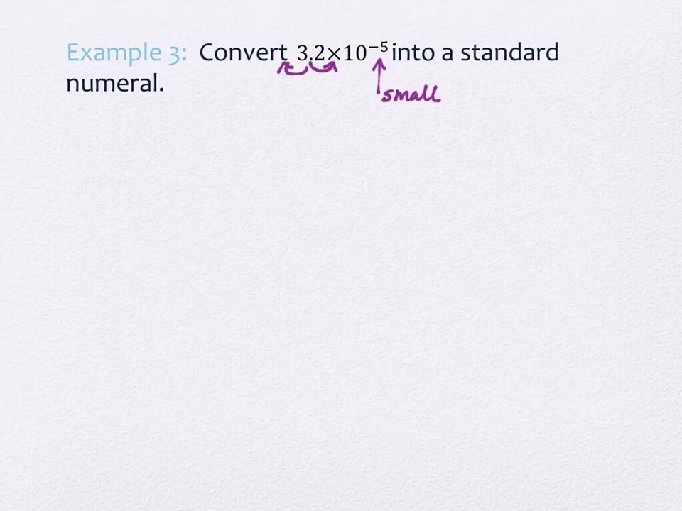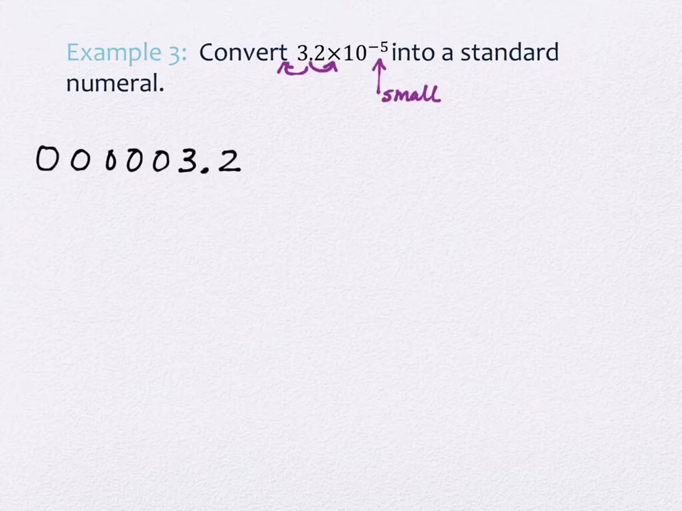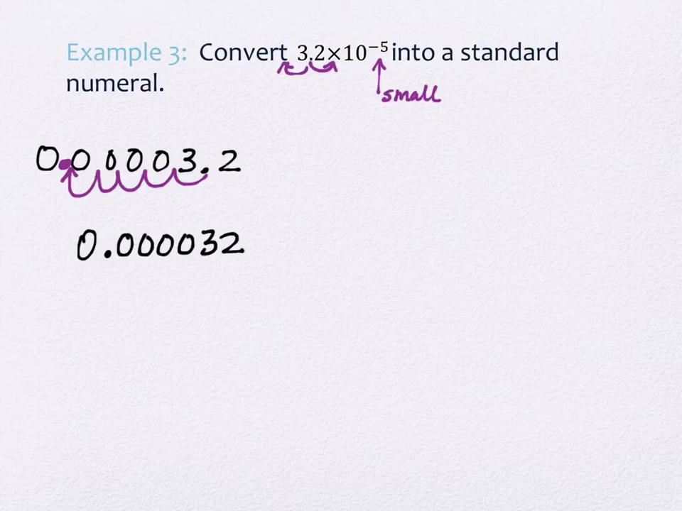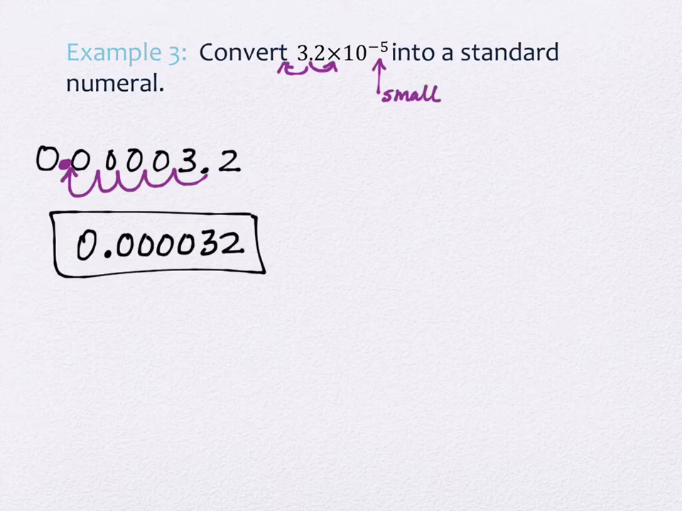So originally, I had 3.2, and I need to move it to the left. I'm just going to put a bunch of zeros on here for the moment. And how many times am I going to move it to the left? 5. 1, 2, 3, 4, 5. So I end up with a 0 and a decimal point, 4 zeros, and then 3, 2. And my negative exponent did create a small number. So far, so good?